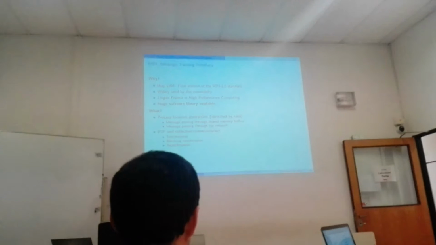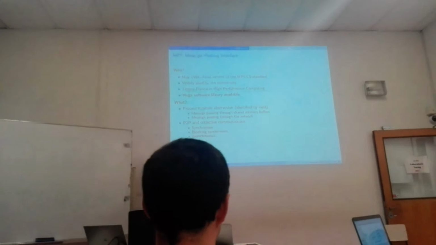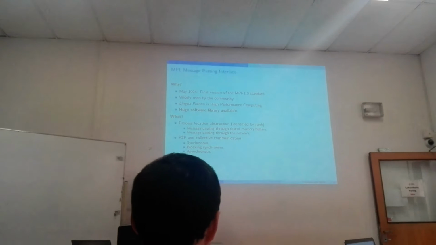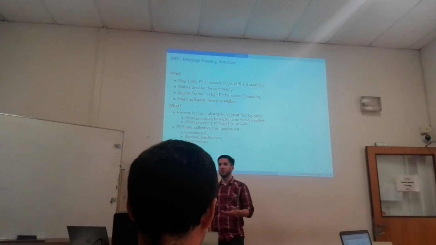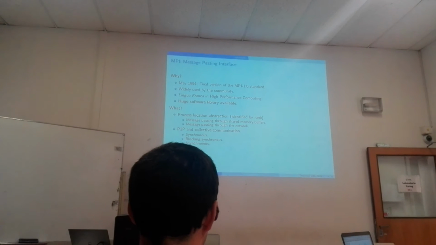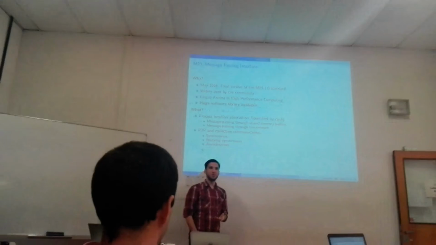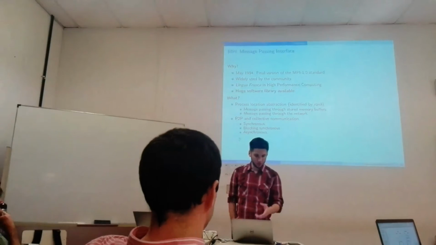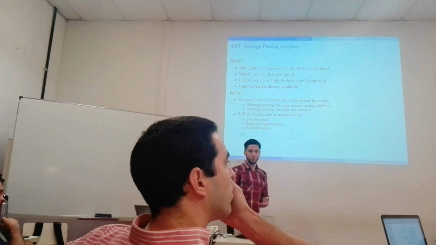So an MPI program is usually the same program that runs on different nodes, maybe in the same physical computer or in different computers. And it's usually the same code in which the code flow changes with the rank. So the rank decides which parts of the code should be executed.